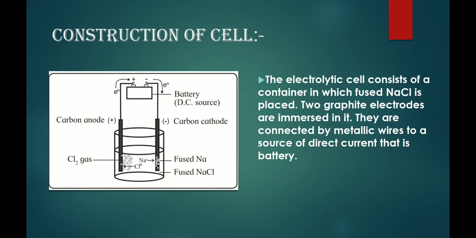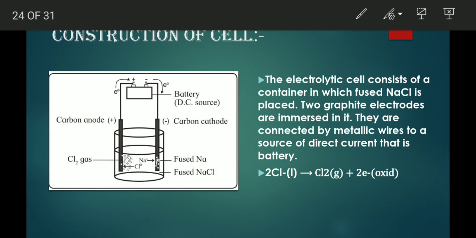So the electrolytic cell consists of a container in which the fused NaCl is placed. Two graphite electrodes are immersed in it. They are connected by metallic wire to a source of direct current, that is a battery. See the reaction, what reaction will take place, how this process takes place, the working of the cell. When we pass the electricity, the ions will move towards the opposite electrodes. The Na+ ion will move towards the negative electrode, and Cl- will move towards the positive electrode.